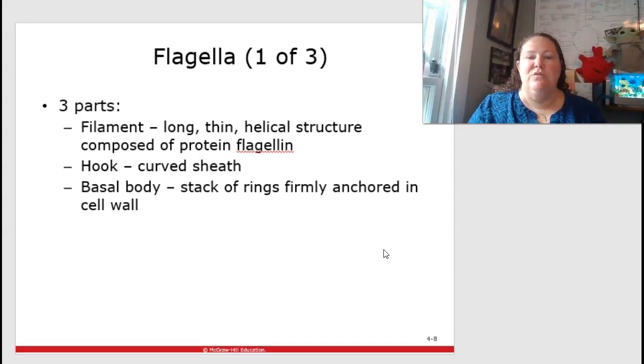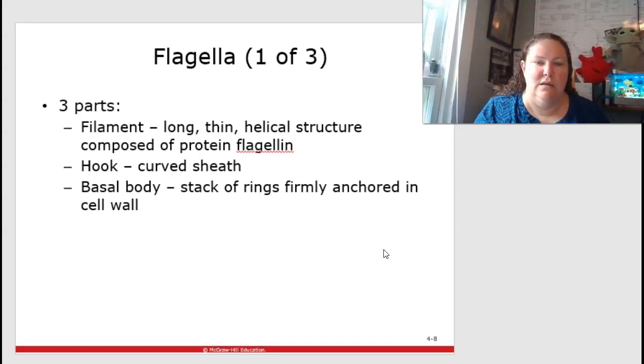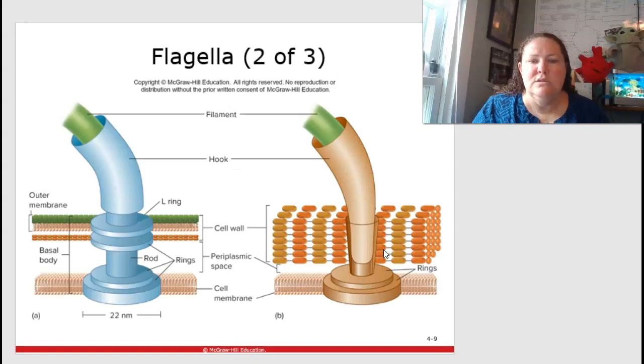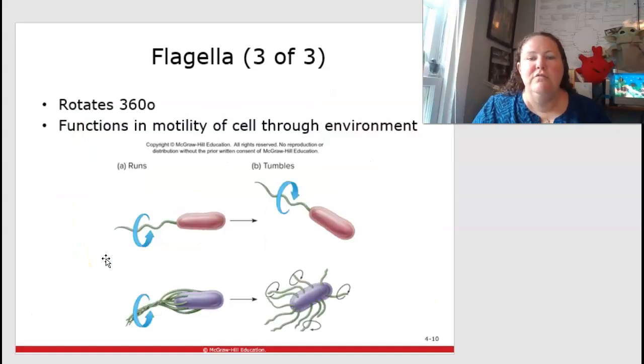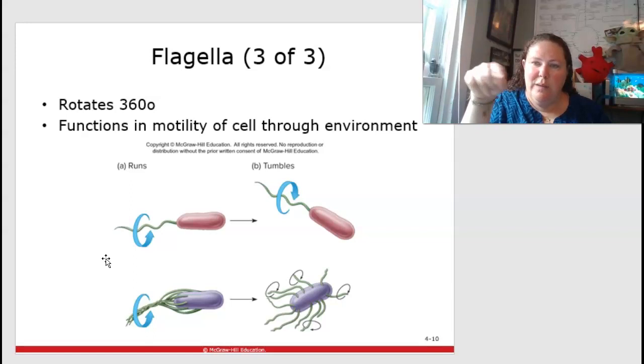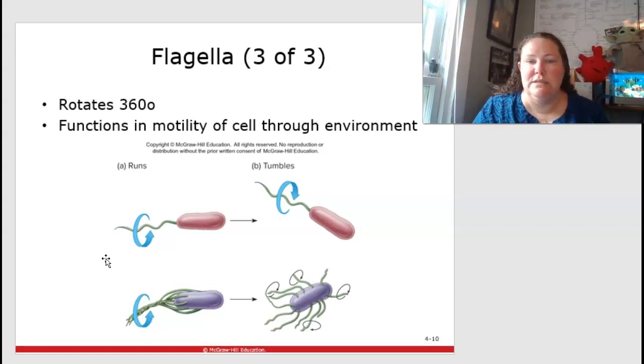And this is where there's a stack of rings that are firmly anchored in the cell wall. So here is a couple of pictures of different types of flagella. You have your flagella filament in the middle, you have the hook on the outside, and you have different cell walls that contain your outer ring, your outer membrane, your basal body, etc. And the flagella kind of whips like that. It rotates 360 degrees. So this functions in motility of the cell throughout the environment.